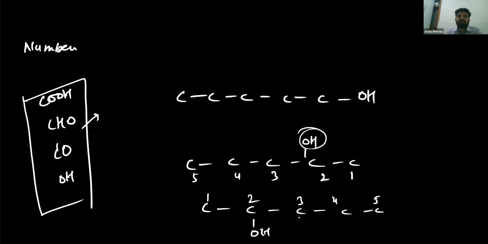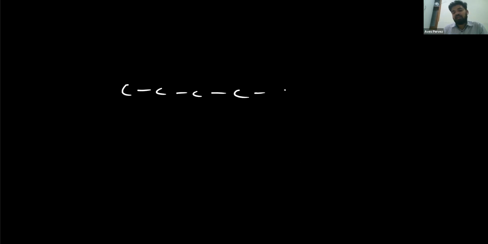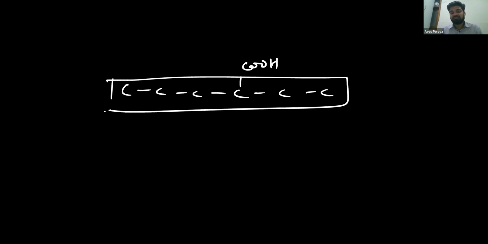Numbering should be done in such a way that the functional group gets the lowest possible number. The carbon with which the functional group is attached should get the lowest possible number. And for example, except the ketone, for example, aldehyde, like if I have this carboxylic acid, first of all you cannot select the longest carbon chain this way. Why? Because the functional group carbon is not in the chain. It should be in the chain.